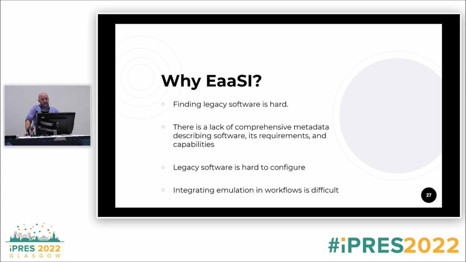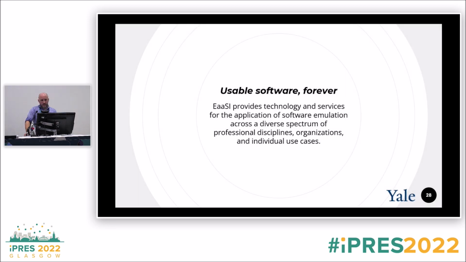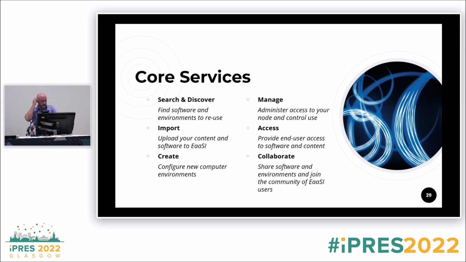So what EaaSI is trying to do is address all of these problems, including integrating it with other types of workflows. And our goal is to provide technology and services for the application of software emulation across a diverse spectrum of professional disciplines, organizations, and individual use cases. Usable software forever. So we want this to be accessible forever. And we do this through a suite of technology, user services, and research activities.